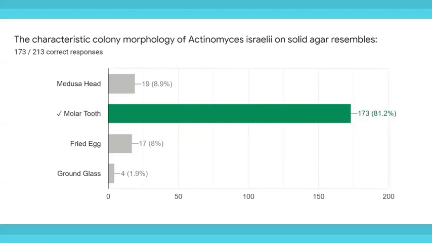Okay. Characteristic colony morphology of Actinomyces israelii on solid agar resembles a molar tooth. That's the characteristic appearance of Actinomyces israelii colonies. Your Bacillus anthracis is the one which is known to produce medusa head colonies. Your fried egg appearance would be seen among your Mycoplasma hominis. So let's just write that down.